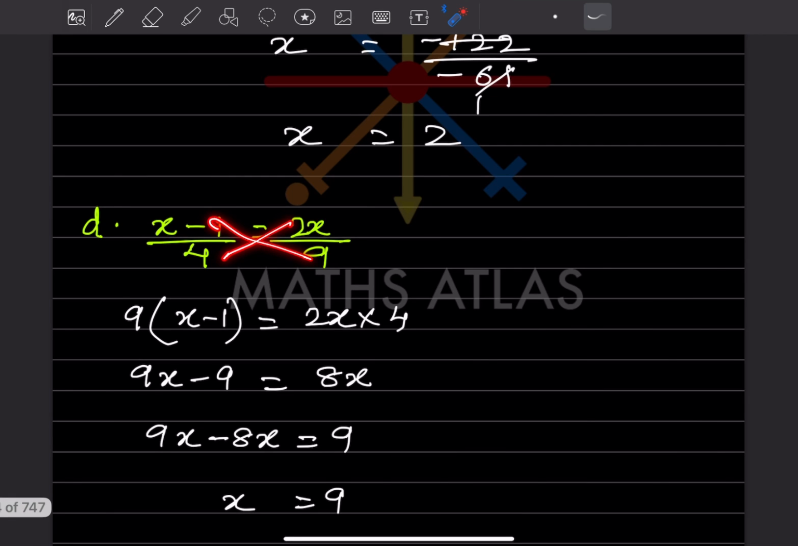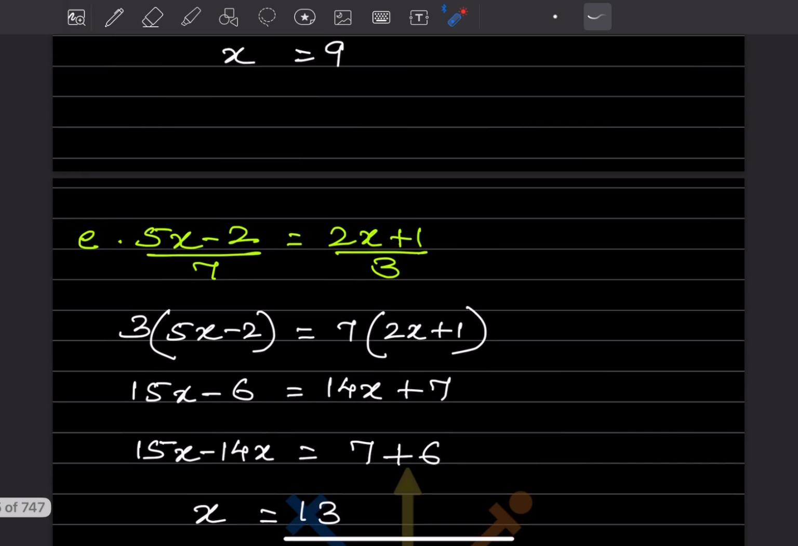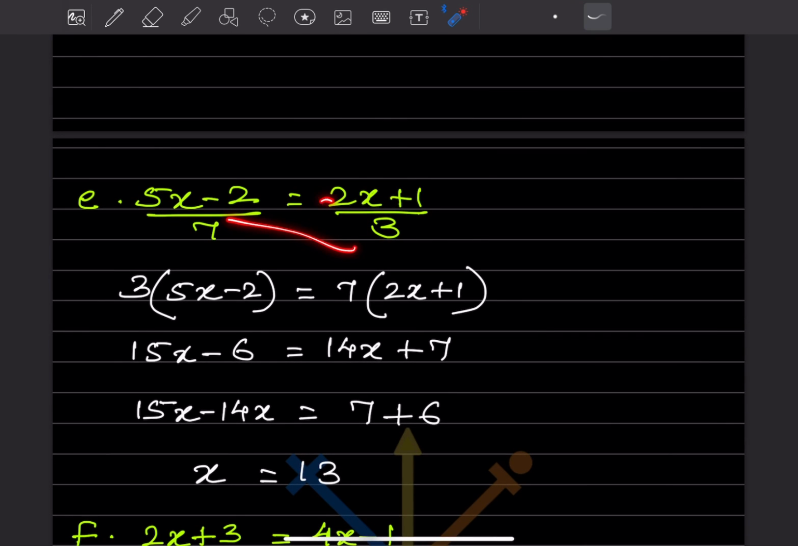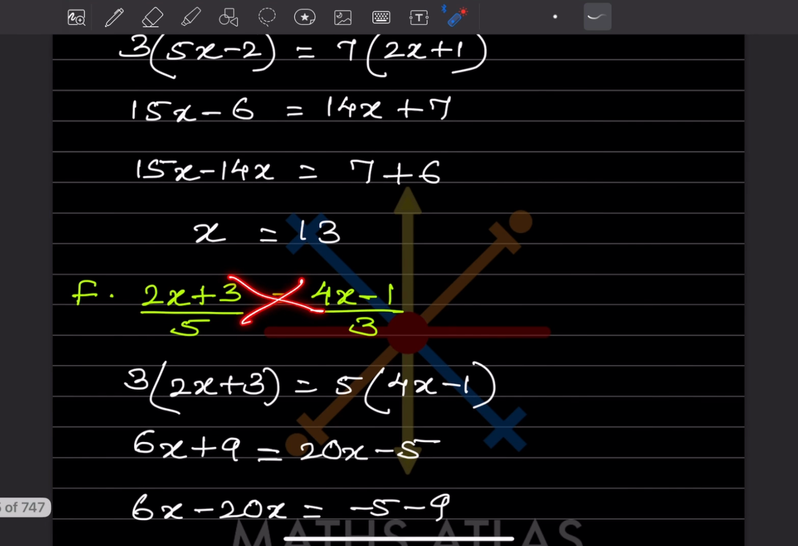Same here, 9 into (x minus 1) is equal to 2x into 4. So 9x minus 9 will be 8x. So 9x minus 8x, and this will go on the other side, that will be 9. So x is going to be 9. You can see for this as well the same thing. Again, this is the same.